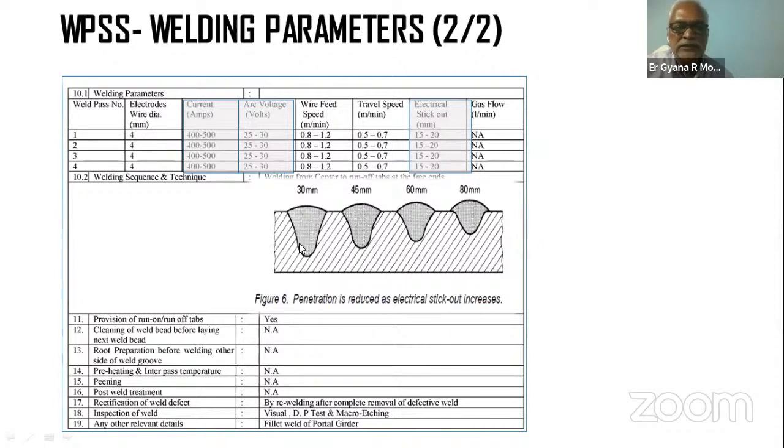And what are the effects if we do not stick to them? Let us say we do not stick to the proper electrical stick out. Maybe we have a bigger electrical stick out. Then we have a flatter weld and less depth of penetration. So these may land up in weaker mechanical properties.